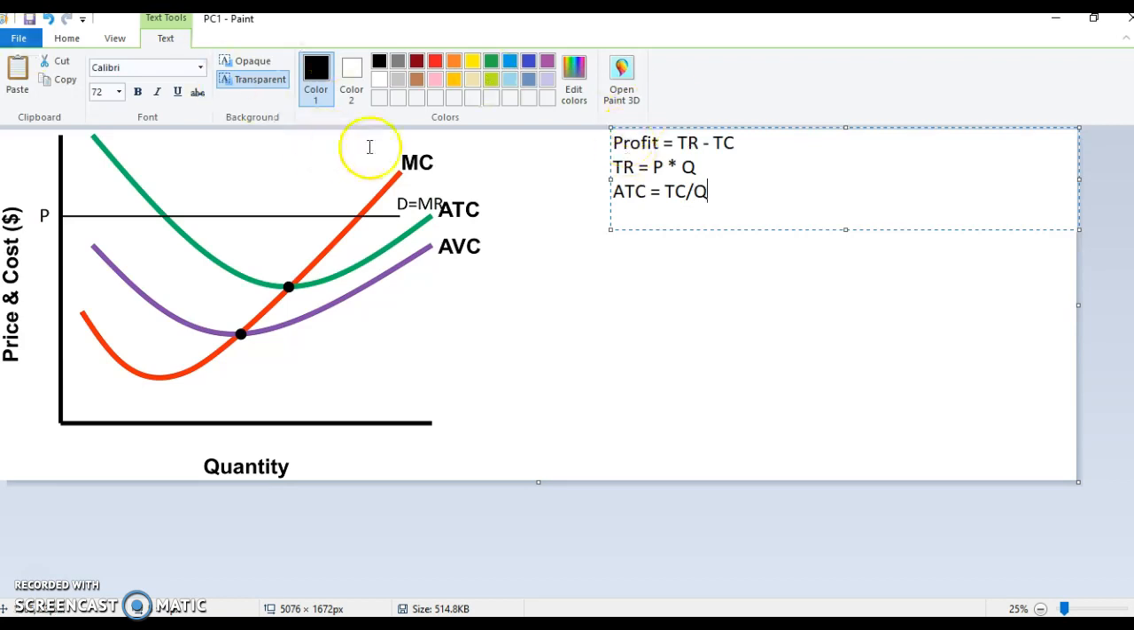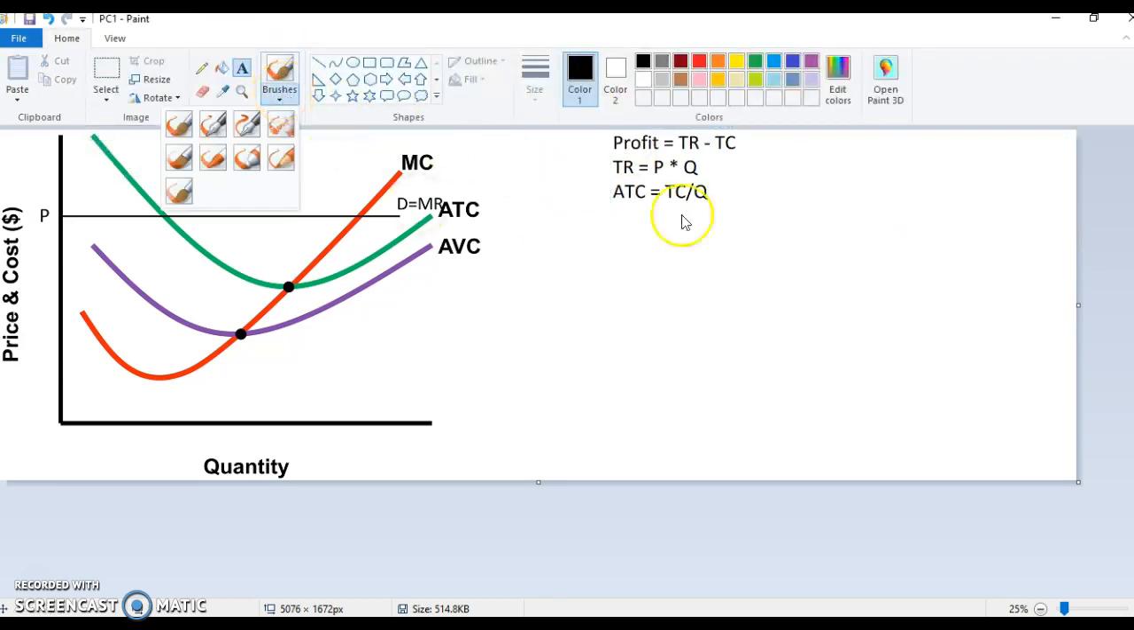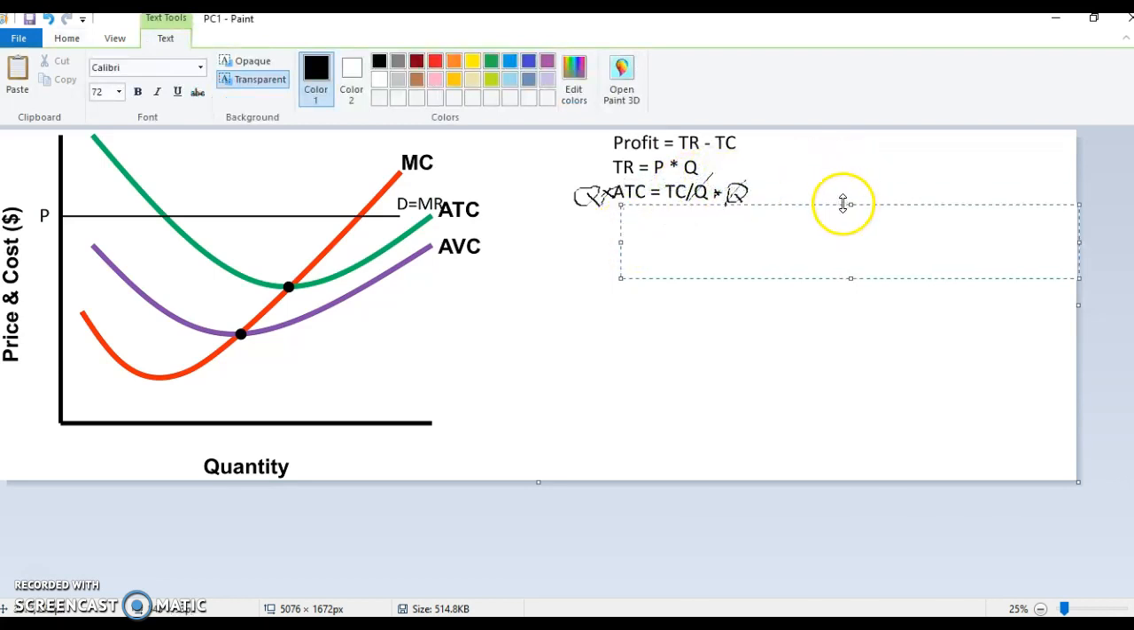So if we essentially multiply, I'm looking at this equation here. I want to manipulate this equation because I'm really honestly trying to find total cost. If we multiply both sides of this equation by Q, then these two cancel out, and what we're left with is total cost equals average total cost times quantity. Okay.